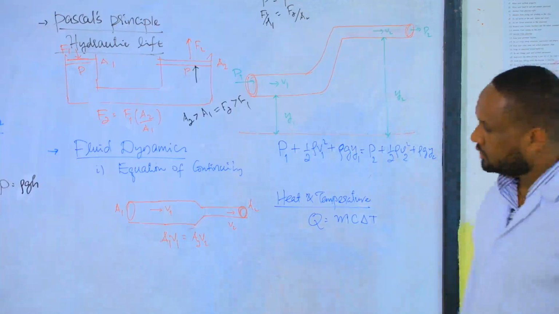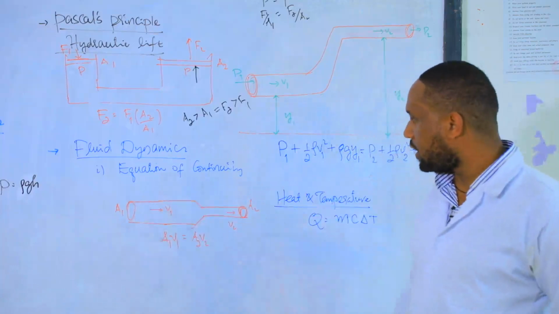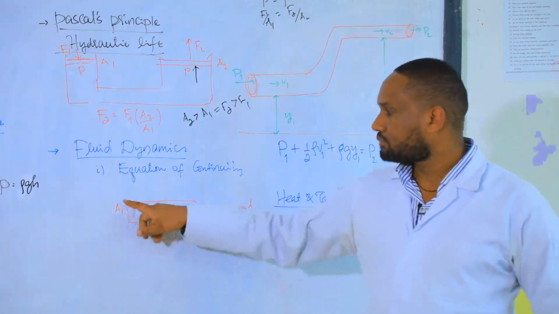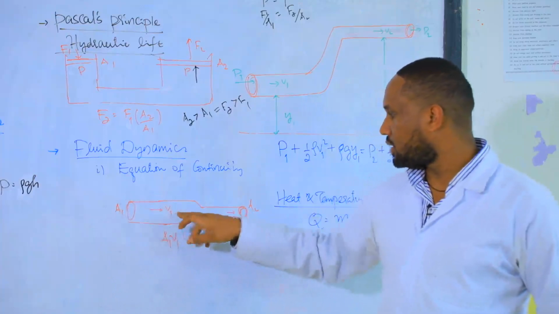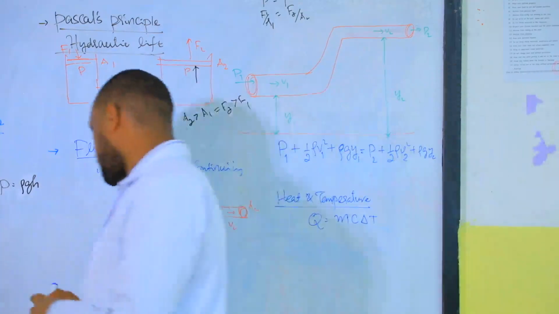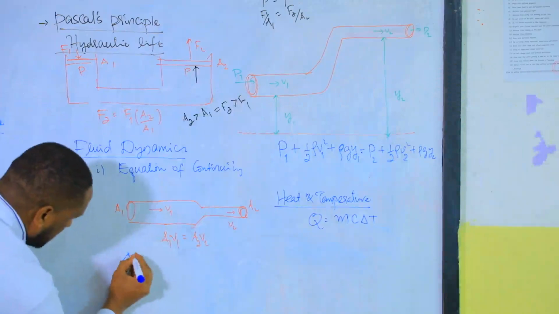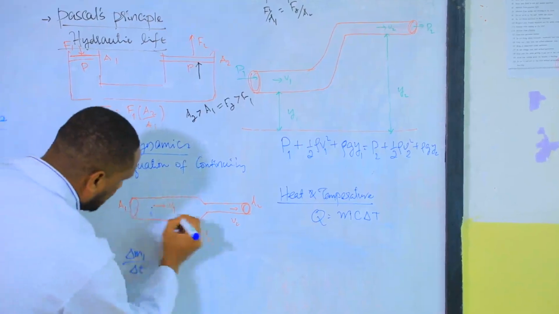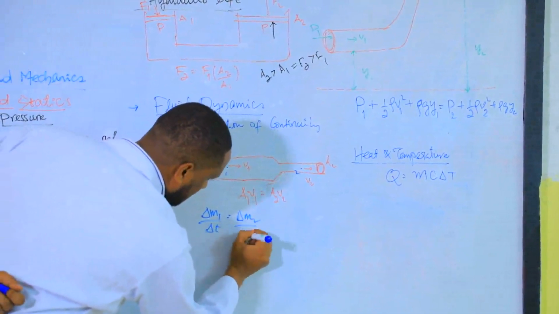As you can see, we have two parts of a pipe. This is a wider one and this is a narrow one. We are assuming that the speed of the fluid at this part is V1 and at this part of the pipe is V2. From the law of conservation of mass, the rate of mass that passes through point 1 is equal to the rate of mass at point 2, M1 over change in time equals M2 over change in time.